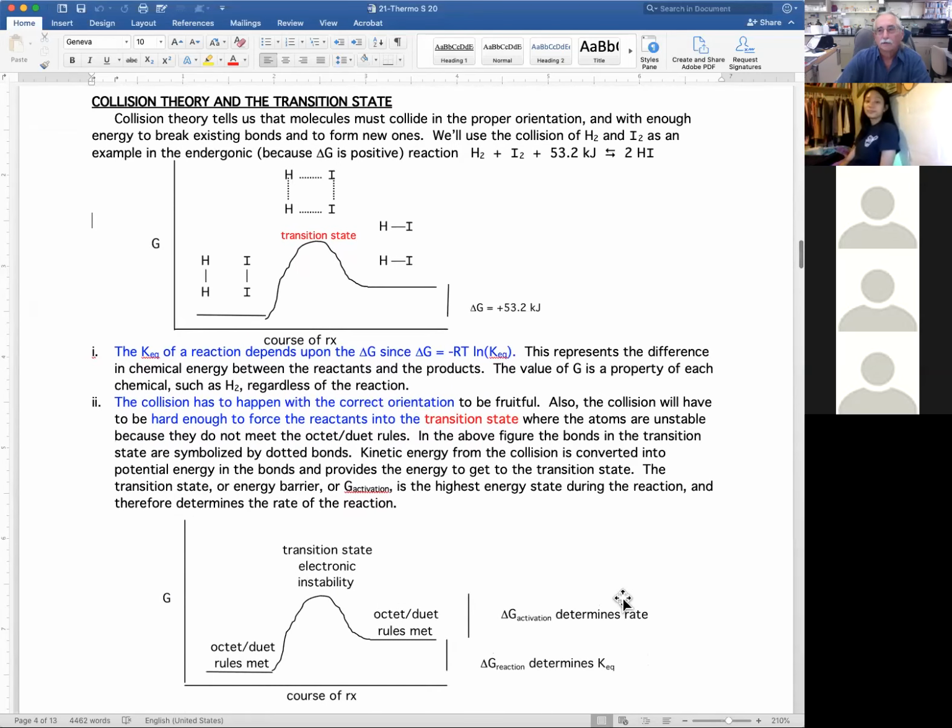So, collision theory and the transition state: very, very simple concepts. Here I have a chemical reaction. You can see it's an endothermic reaction. I have to add heat energy to get from reactants into the products. So that's this value right here. Don't worry about the positive or negative right now. What I want to say about collision theory is actually very simple. Here are two molecules that have to collide in the exact right orientation.